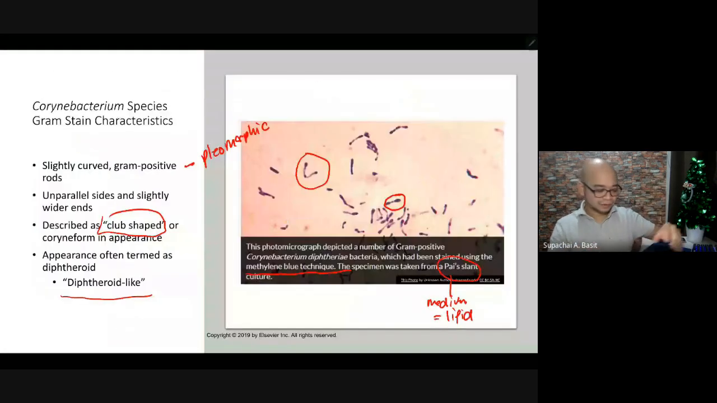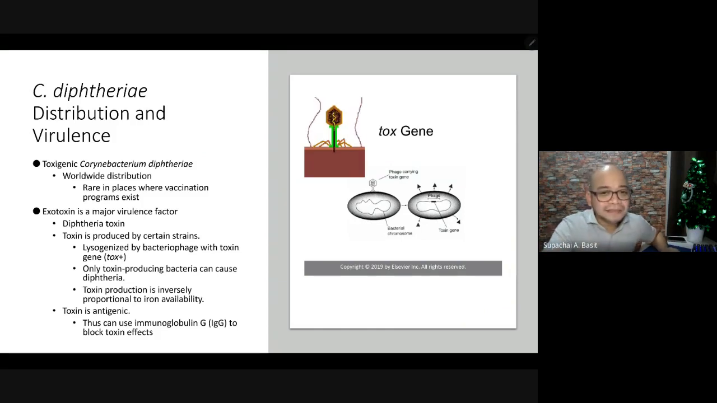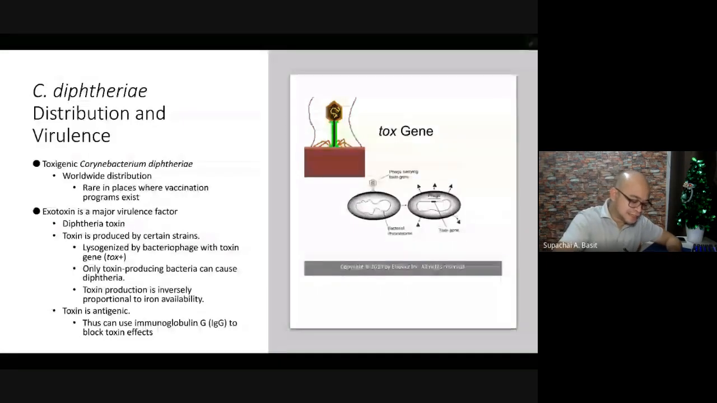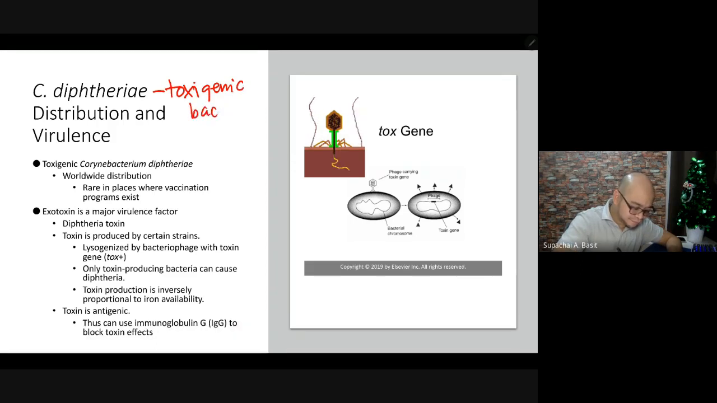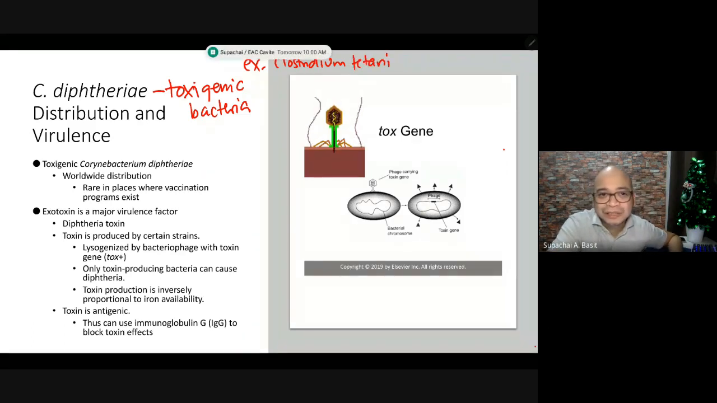So let's talk about the virulence factor. Corynebacterium diphtheriae is an example of toxigenic bacteria. Let me give you examples of other toxigenic bacteria. Aside from Corynebacterium diphtheriae, other examples of toxigenic bacteria are Clostridium tetani, which can cause tetanus, and tetanus toxin is the reason for that.